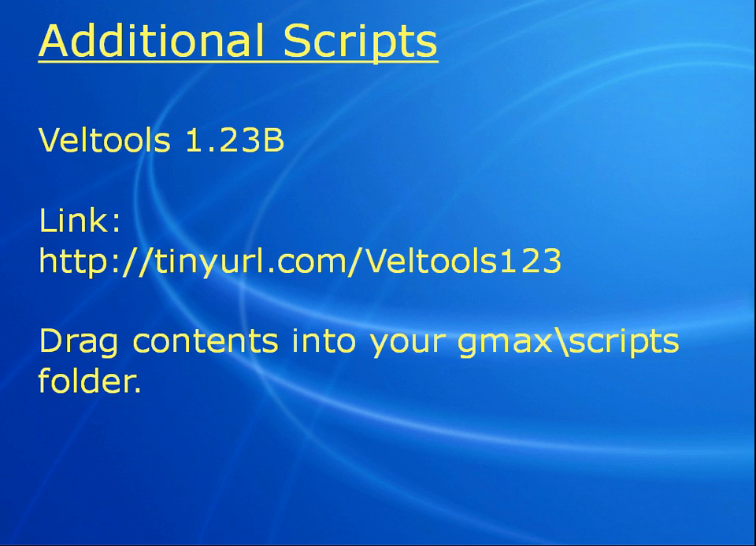Now we just need to update Vtools to the latest version. Download the archive at the link below and open it. There will be two folders inside the archive. One will be called Startup and the other will be called Vtools. All you need to do is drag both folders into your Gmax scripts directory. You will get warning messages about the folder's files. Click Yes to all for each. This will update your Vtools to the latest version.